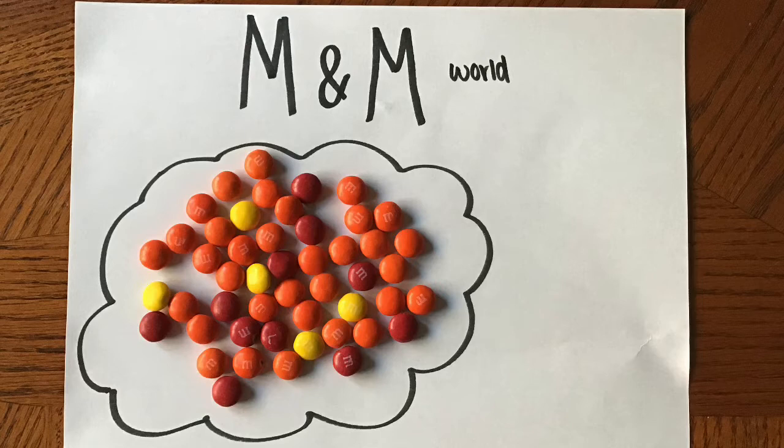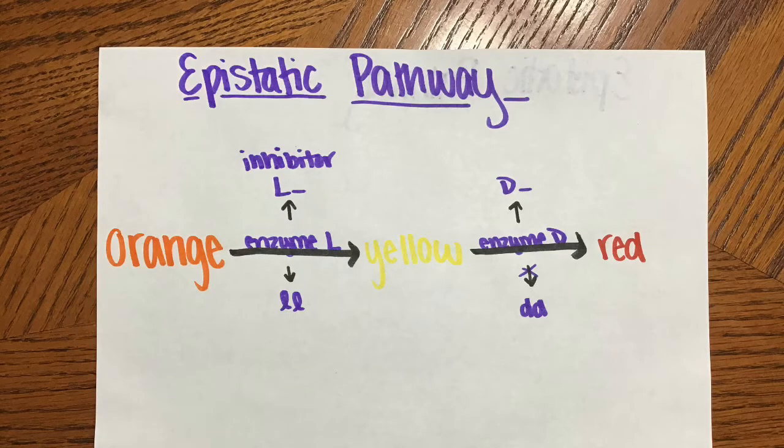As we can see, the M&Ms of this region are all warm colors, but the majority of them are orange with a few reds sprinkled in and only a couple of yellows. Let's take a look at the epistatic pathway to understand why the population looks the way it does.